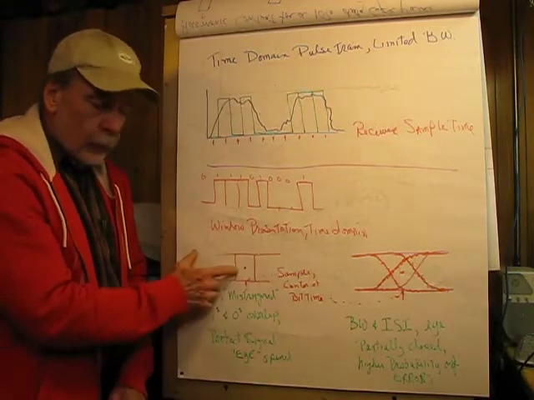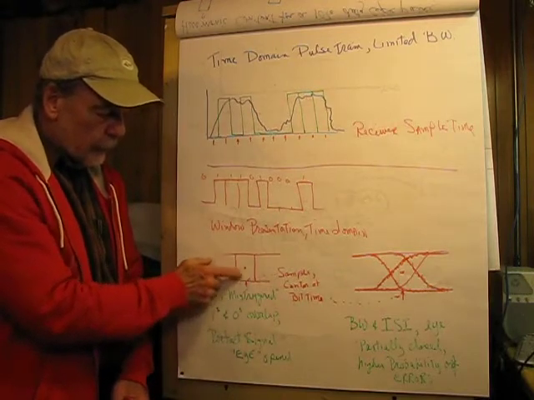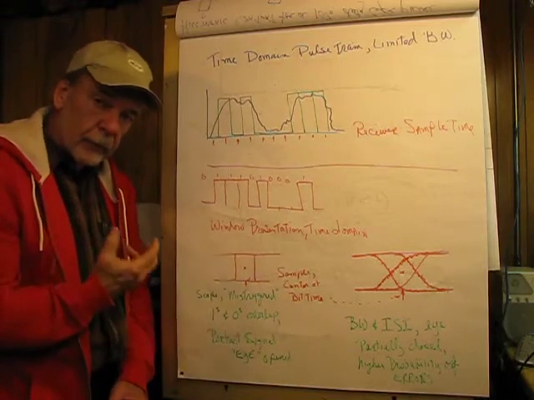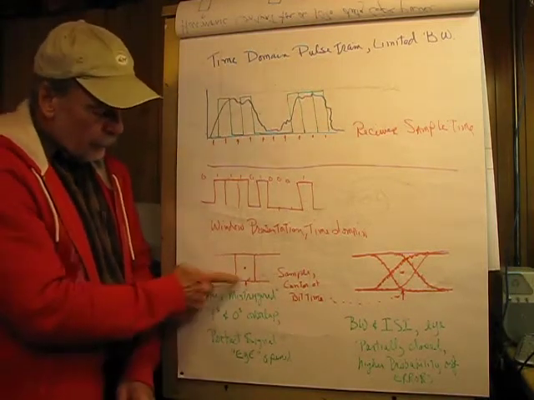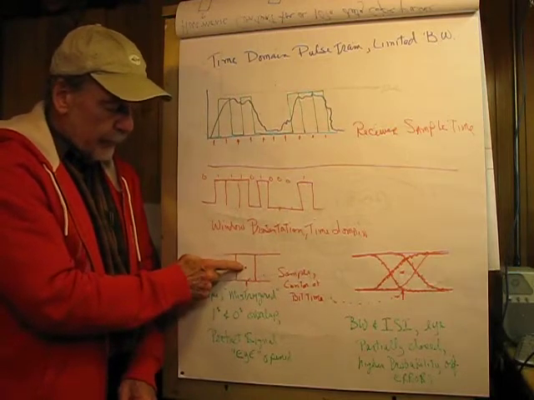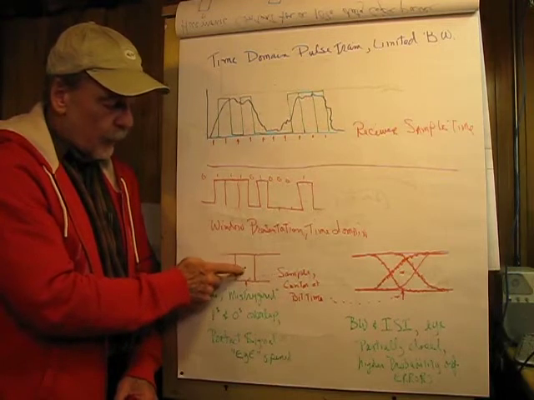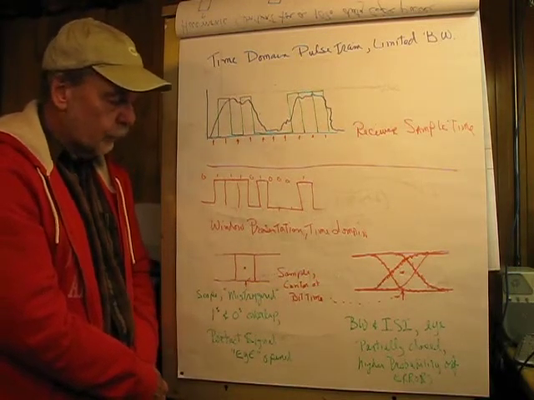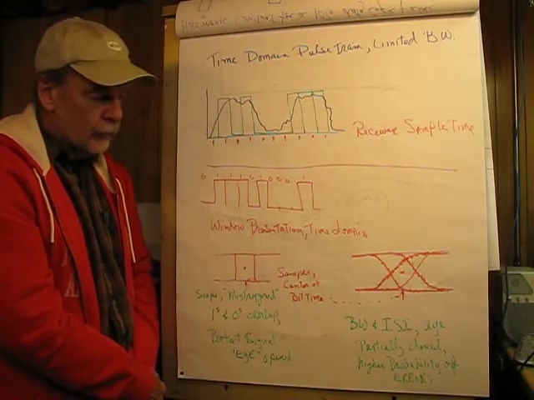And this is called an eye. And what we want, and this is a perfect eye, is something like that. The eye is completely open. So it would be very easy for a receiver to look at center of bit time, and relative to the center of the 0 and the 1 determine if that's a logical 0 or a logical 1 pulse. So the eye is kind of telling us how good our system is.